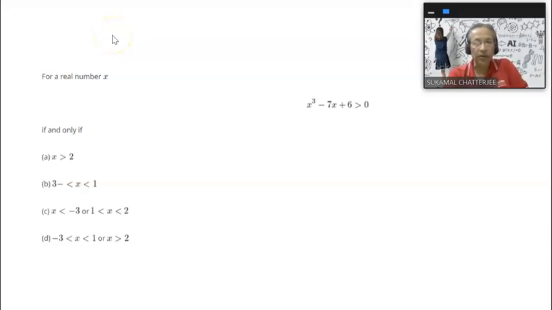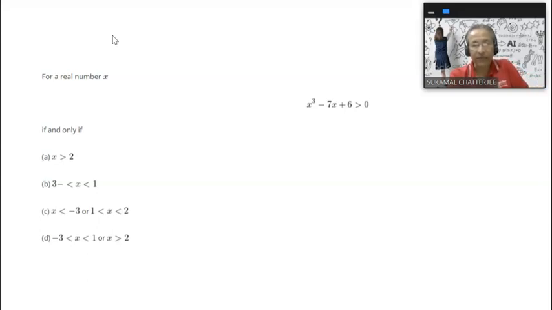Today we are going to discuss the 2023 ISI B.STAT paper. This is the first question, which says for a real number x, x cube minus 7x plus 6 is greater than 0, and we have to find the domain of x from this. So the first step is to factorize the given polynomial.